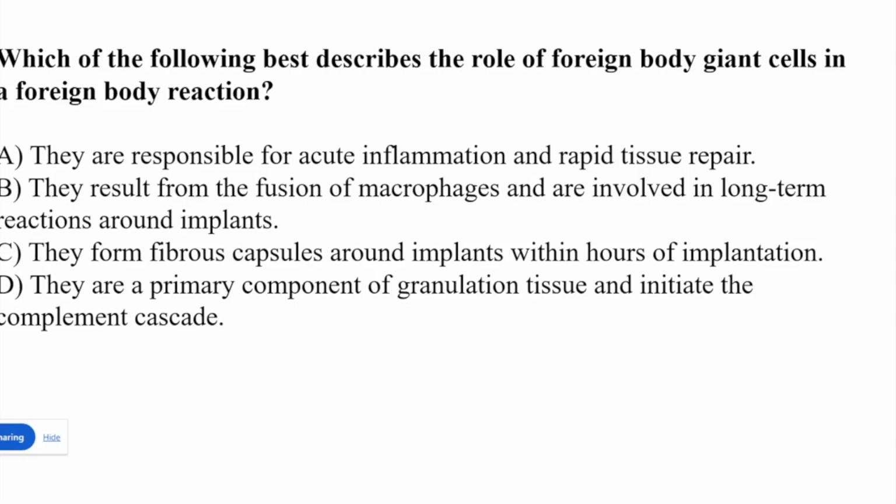Okay, the correct answer would be option B. They result from the fusion of macrophages and are involved in long term reactions around implants. Since these macrophages are really small, when there is an implant around it, they can't engulf the entire implant, so they start fusing and it forms a giant foreign body giant cell.